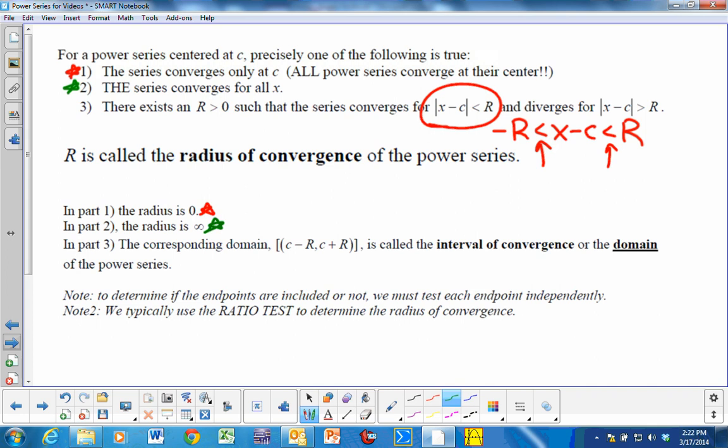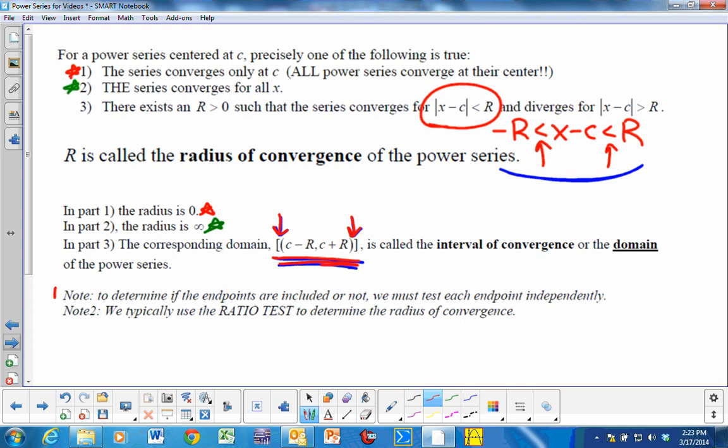And then if you had the third situation, which is what I drew right here, you're going to end up with some interval where you are the center minus r, the center plus r, and that's the interval of convergence. Now here, notice that you have a parenthesis and brackets, and that's because it could be true for one endpoint or the other, or it may not, or both of them could be included. So we have to test the endpoints.